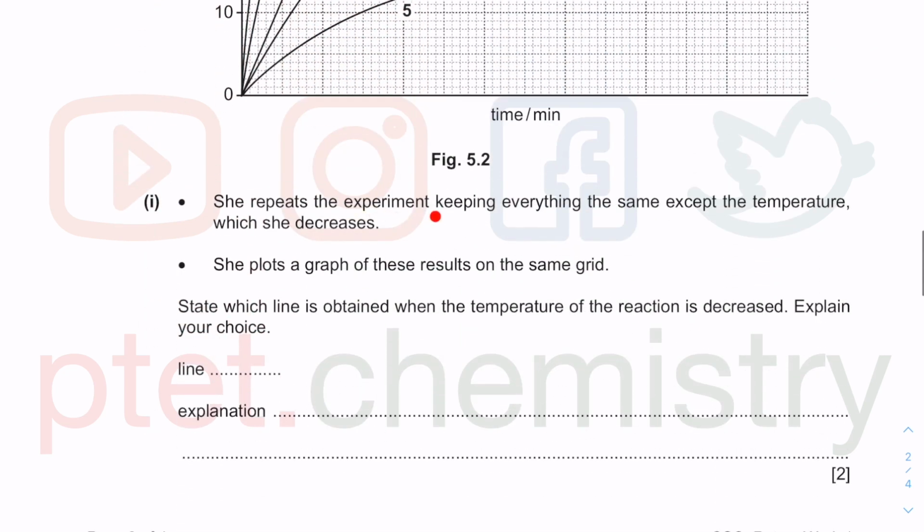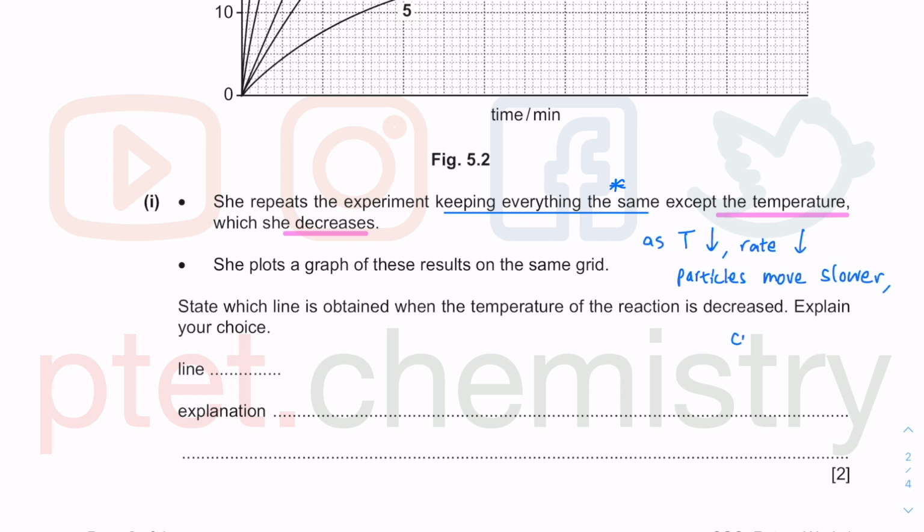She repeats the experiment, keeping everything the same. This is very, very important. She kept everything the same except the temperature. She decreased temperature. So we know that as temperature decreases, rate will decrease because particles will move slower. Particles have lesser kinetic energy, so they move slower, they collide less frequently, and therefore rate of reaction will decrease there. So now, which graph will represent that?